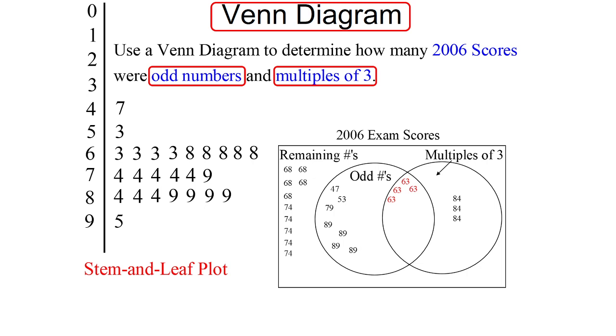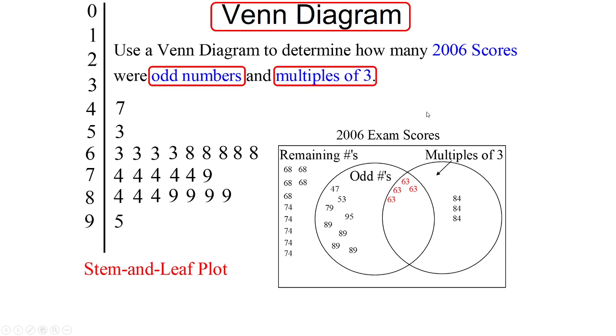And there we go. And I have my last one, 95. 95 is odd, but 9 plus 5 is 14, and 3 does not go into 14 evenly, so it's not a multiple of 3. So the 95 is going to go over here. Okay, so there we have it, and this is our Venn diagram right here. And let's use it to answer the question.